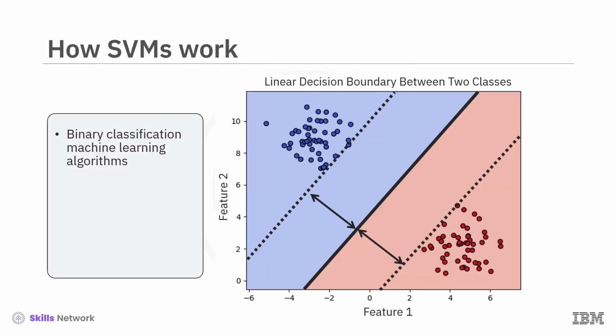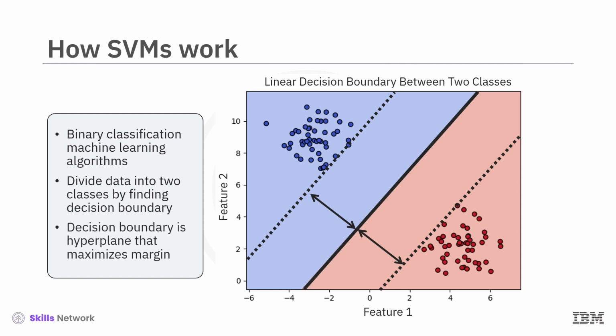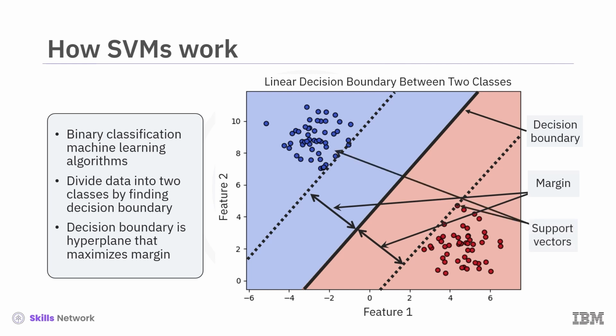Rudimentary SVMs are binary classification machine learning algorithms. Binary SVMs assume that two classes are linearly separable. However, SVMs can also be adapted to solve regression problems. SVMs try to divide data into two classes by finding a decision boundary. For example, this chart shows two classes as red and blue data points based on two features. The decision boundary is a hyperplane that maximizes the margin. In a two-dimensional feature space, the decision boundary is a line. The margin is the distance from the hyperplane to the closest points from each class. These nearest point representatives from each class are support vectors.